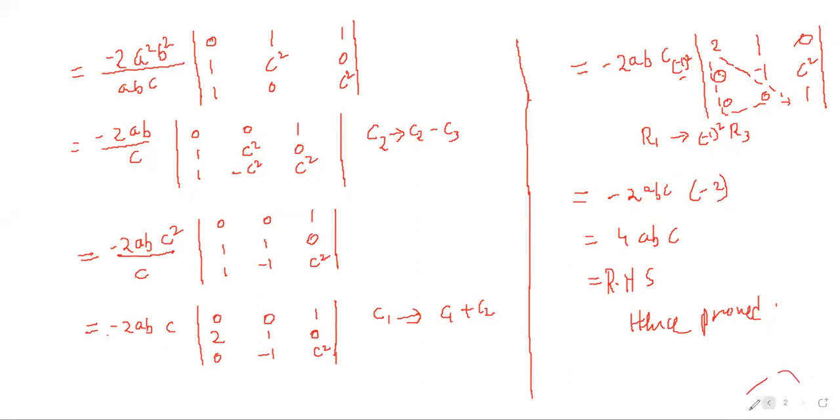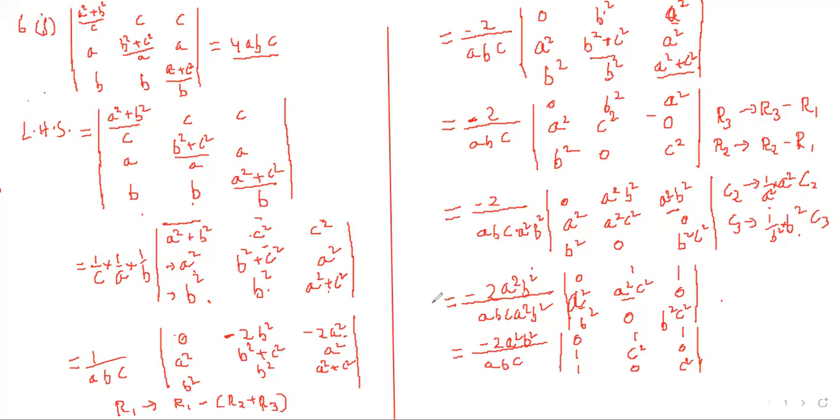So it is very clear, we have to bring zeros or 1 only when we are thinking to find the factorization of any determinant like this. A square plus B square upon C, C is the first row. A, B square plus C square upon A is the second row. B, A square plus C square upon B is the third row. So first we write it as it is.